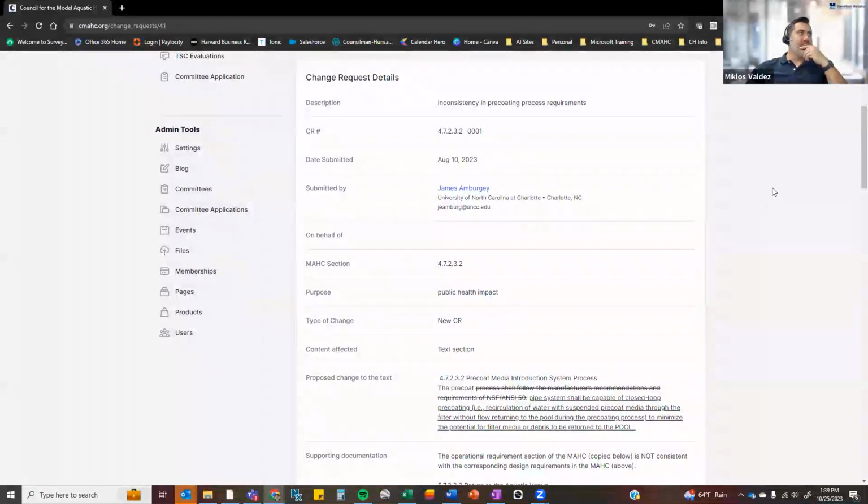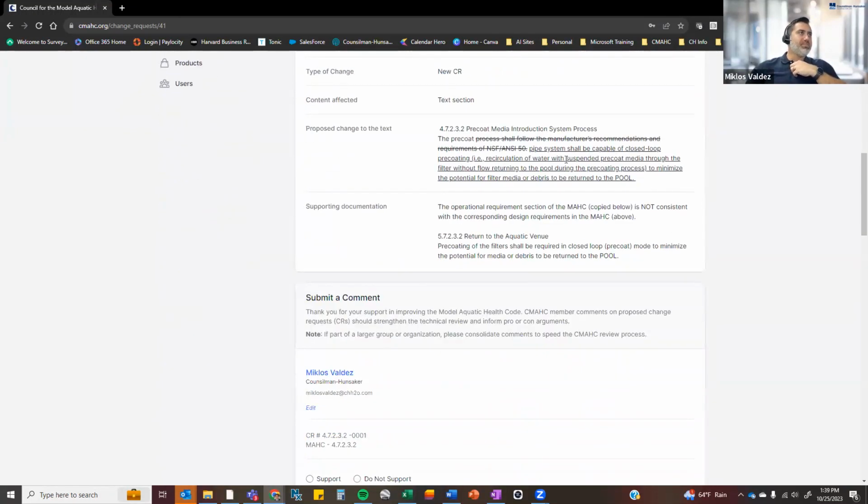James, you're going to have to stay silent on this one. So this is the inconsistency in pre-coating process requirements. It's updating the text for the pre-coat media introduction system process. Pipe systems shall be capable of a closed loop pre-coating, recirculation of the water with suspended media through the filter without returning it to the pool during the pre-coat process to minimize the potential of filter media or debris being returned to the pool. The current section is not consistent with the language in section 5, so it's just updating the current section to comply with that.